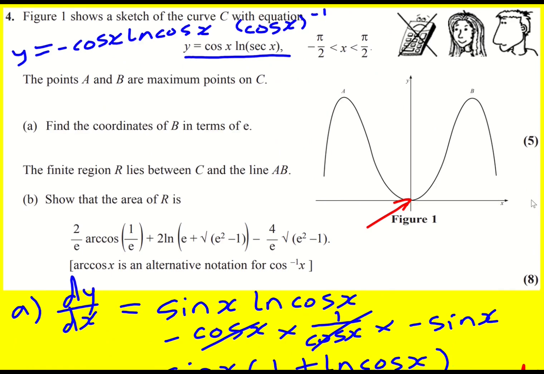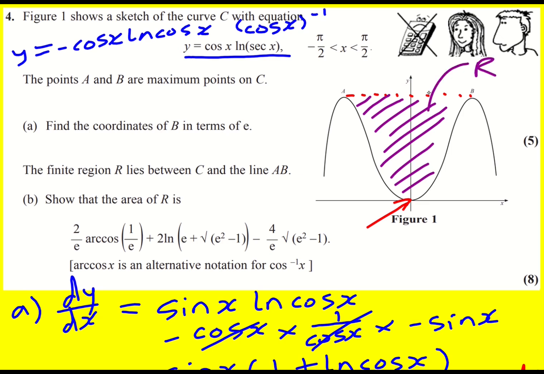On to B. We're told that the finite region R lies between C and the line AB. So that's the line AB. So we are interested in this bit here. That's going to be R. And we have to show that the area of R is this thing here, which looks ridiculous, but it's all going to come out in the maths.